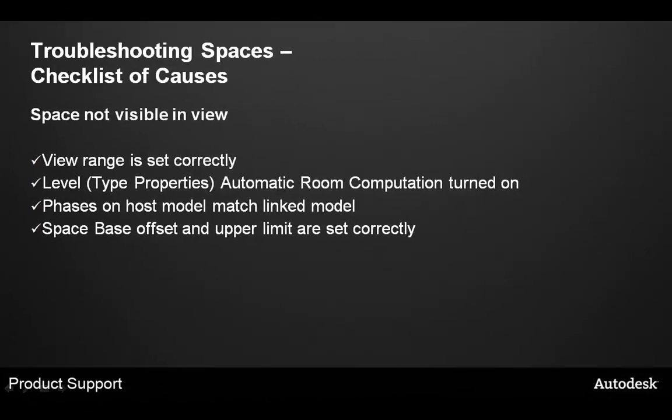Now that we've covered an overview of the Revit MEP workflow, let's talk about troubleshooting spaces. If spaces are not visible in a view, there are a number of items you can check to make sure things are set up correctly. First, verify the view range for the view is correct. Next, check the properties of the level. Make sure that the automatic room computation value is turned on. Check to make sure the phases on the host model match the linked model. Verify that the space base offset and upper limit parameters are set correctly.